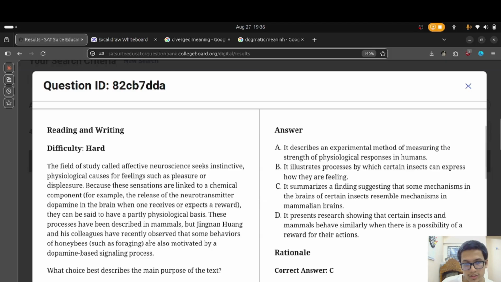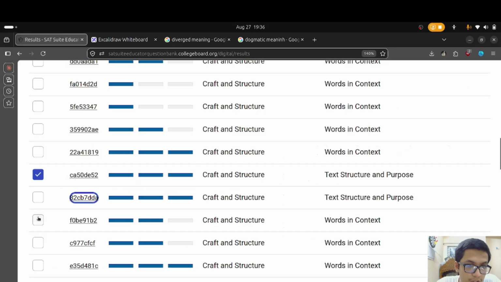Okay, it didn't say the actions, so it should be option C. So we made another mistake here. The mistake is that we should read the passage perfectly, and if it's not mentioned in the passage, like the passage did not say anything about reward, we should not focus on that. So see, that's the mistake we made. We will come back to this. This is another question.